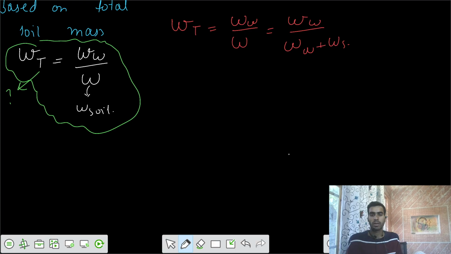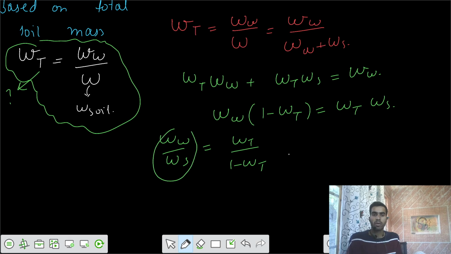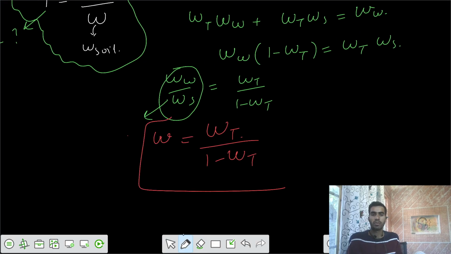And from this we can simplify further. I will write WT times WW plus WT times weight of solids is equal to WW. And we can write WW(1 minus WT) is equal to WT times WS. And from that we write WW by WS is equal to WT by (1 minus WT). And this part we know is actually the water content. So our water content is total water content divided by (1 minus total water content). So this is the final equation we have.